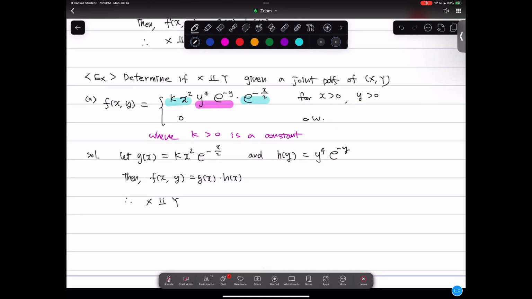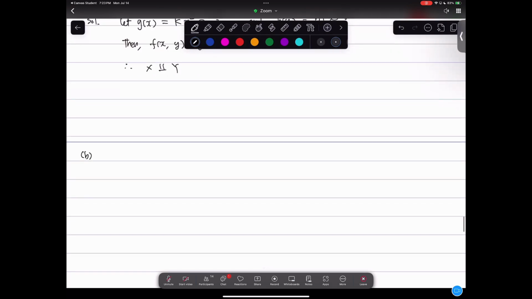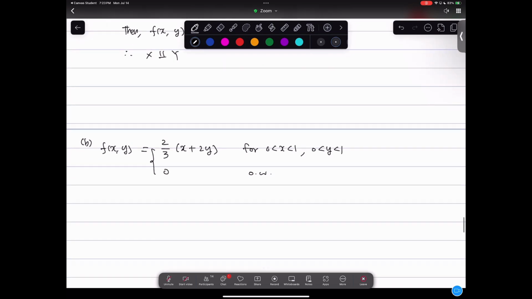So that's how you look at it. It's pretty clear when you look at them right away. So that's one. Let's move on to B. Here's my joint: f(x,y) equals 2/3 times (x plus 2y) for x from 0 to 1 and y from 0 to 1, and 0 otherwise. I'm trying to determine if x and y are independent, and I don't think I can write this as a product of x alone and y alone.